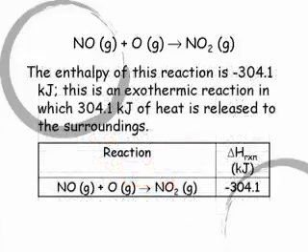So here it is. The enthalpy of this reaction is negative 304.1 kilojoules. What this means is that it is an exothermic reaction in which 304.1 kilojoules of heat is released to the surroundings.